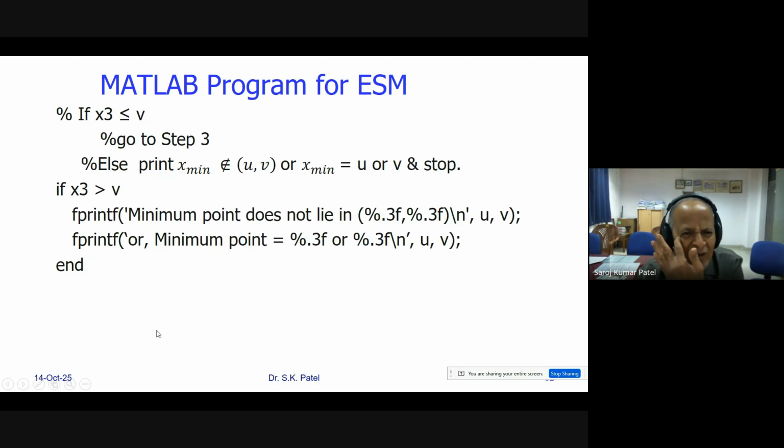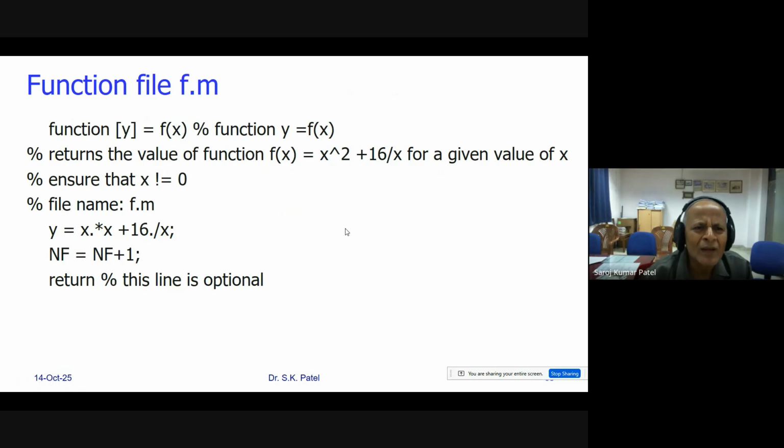Otherwise, if you don't get any result, it should be: if x is greater than or equal to v, write down that the minimum point does not lie in this interval u to v, or the minimum point can be either at u or v. Now this should be the content. That was the content of exhaust.m.